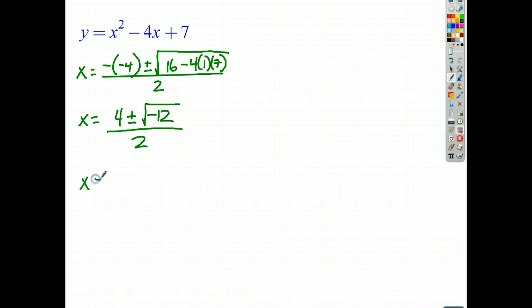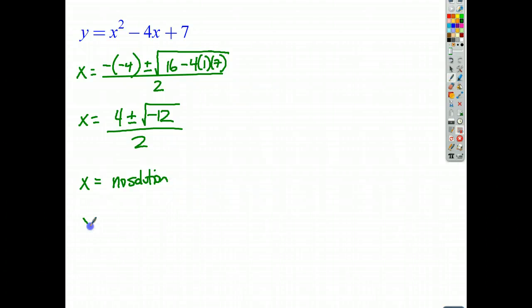So x is going to be equal to, well, the square root of negative 12 is, wait a second, negative 12. I can't take the square root of negative 12. So if I can't take the square root of negative 12, that means that this has no solution. Well, that's weird. Well, let's see what that actually means.